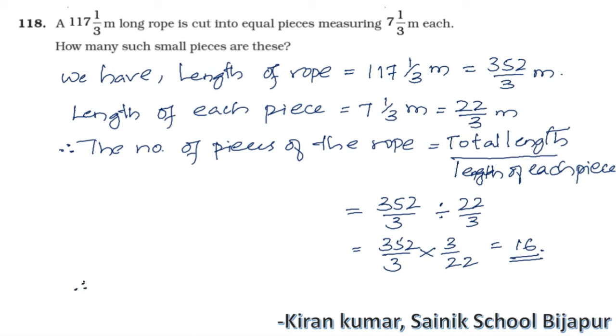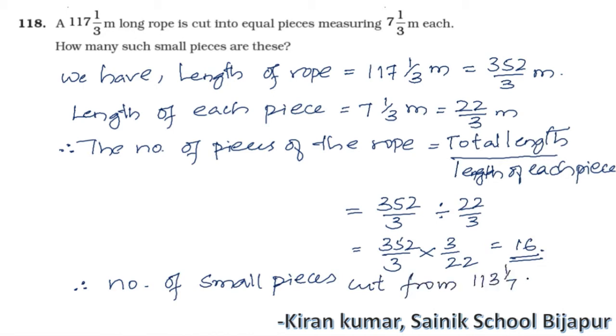Therefore, number of small pieces cut from 117 1 by 3 meter long rope is 16. So 16 pieces can be made.